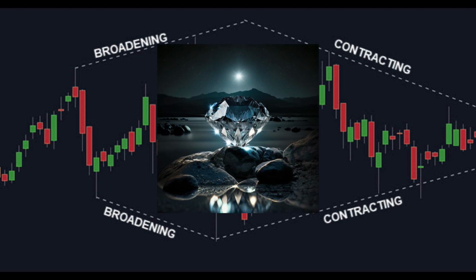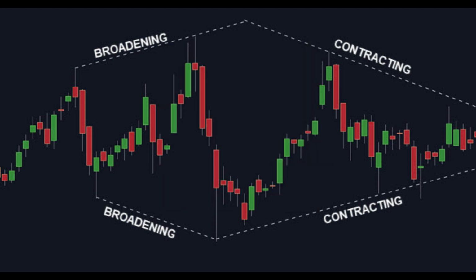The overall appearance resembles a diamond shape, hence the name. And we can see this pattern in any time frame, intraday or long-term charts. It doesn't matter. It can appear at the top or the bottom of a trend, as a bullish or bearish reversal. So to better understand it, let's dive into its distinct characteristics. Here are 3 of them.